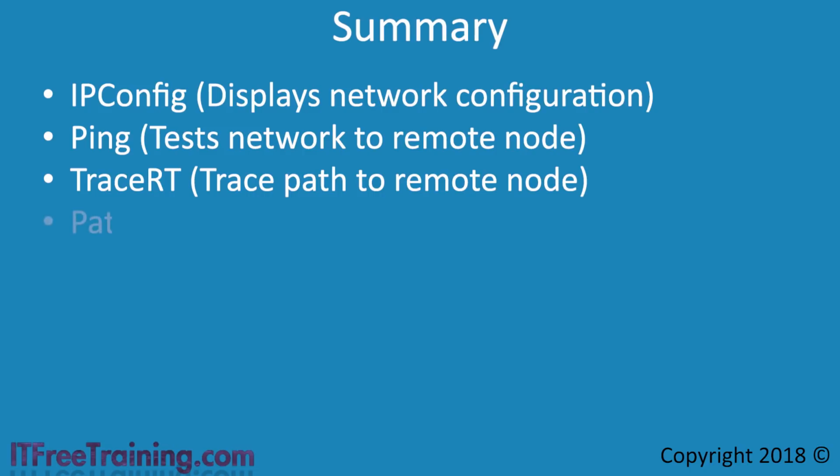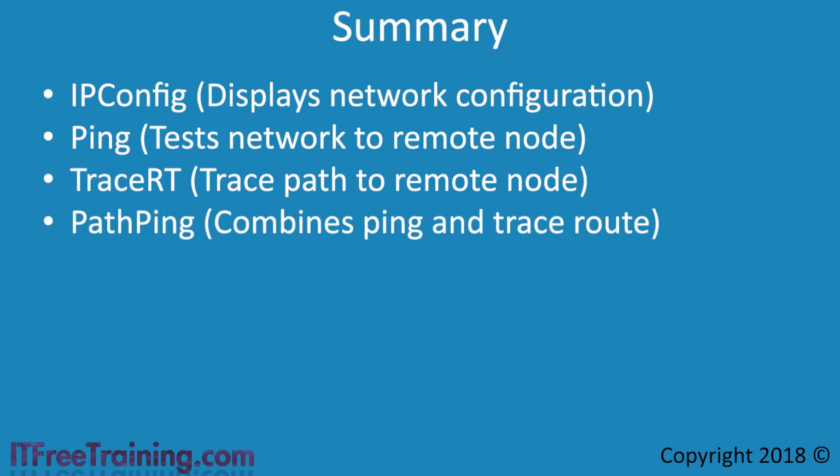The next command looked at was path ping. Path ping combines ping and traceroute together. By gathering statistics over a period of time, this can indicate intermittent packet loss. For example, a hop lost some packets, but not all, which using the other tools may be difficult to pick up.